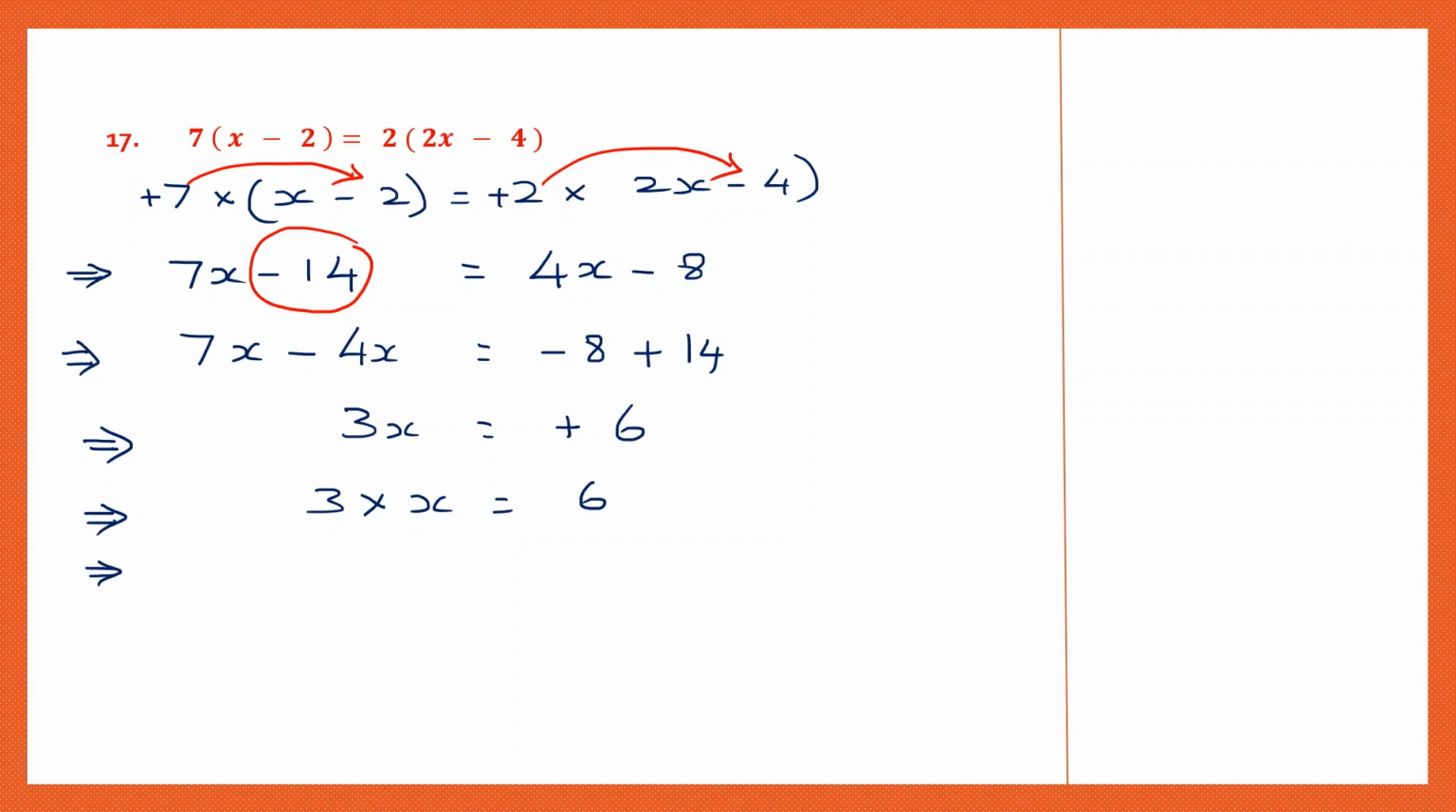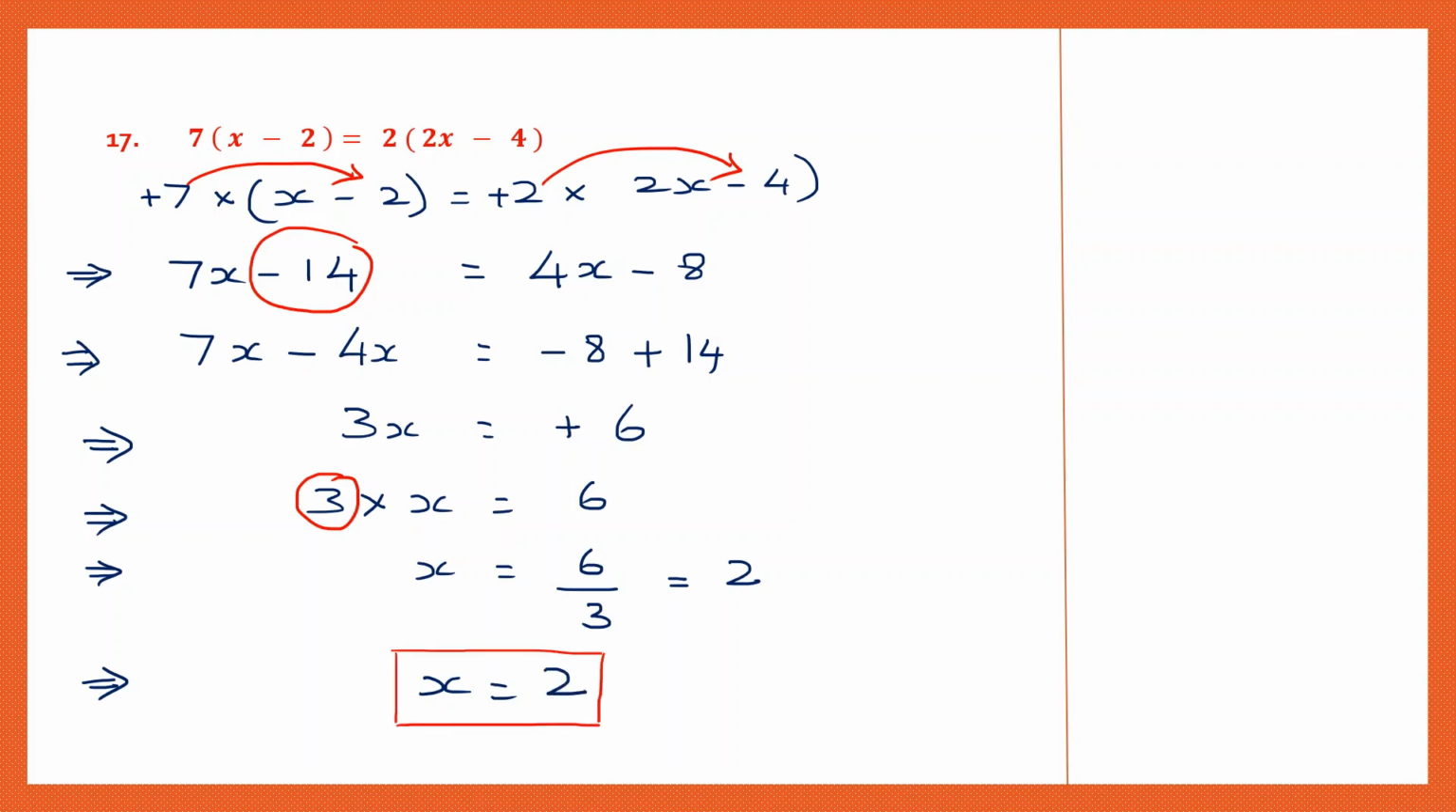Therefore, to find the value of x, we say 6 divided by 3, because we have transposed 3, which is multiplication, to the other side. 6 divided by 3. 3 2s are 6. So the value of x is 2. x is equal to 2.